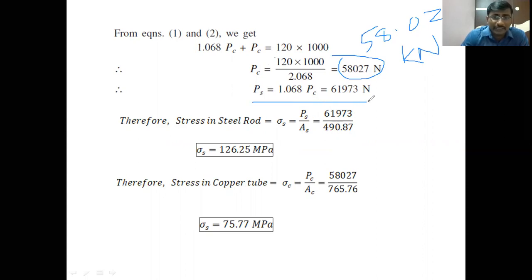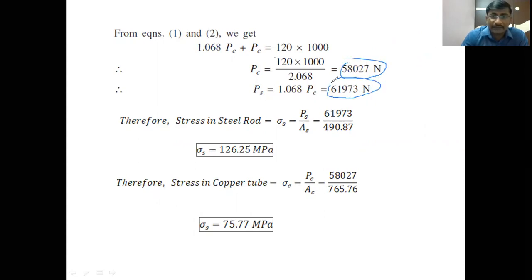Upon substituting the PC value into equation 2, the compatibility equation, we can get the load shared by the steel material. PS is equal to 1.068 PC. With PC value 58,027, we get the load shared by the steel material as 61,973 newtons or 61.973 kilonewtons. These are the loads shared by each material. Both are not equal here. The strength of the steel is more than the strength of the copper. That's why the load shared by the steel is more than the load shared by the copper, so the load applied on the steel is more than on the copper.